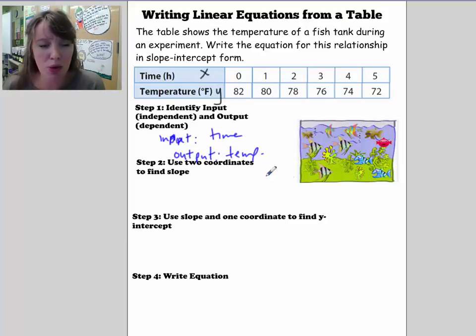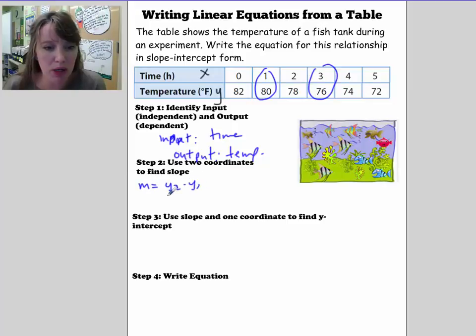Okay, use two coordinates to find the slope. It doesn't matter which two. Let's just use this one and this one. So remember, our slope is y2 minus y1 over x2 minus x1. So that's going to be 80 minus 76 over 1 minus 3. Notice if I'm going from this one first, then to this one, then I have to do it in the same order for the next one, okay?